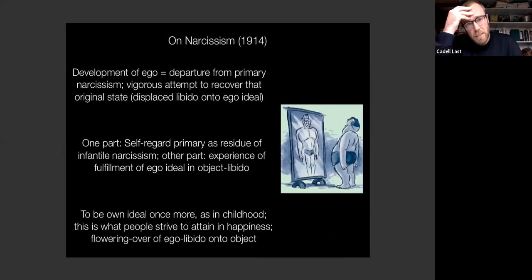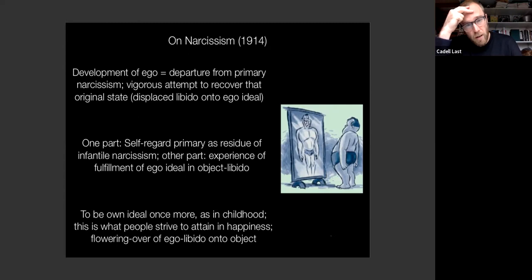He then goes into the development of the ego itself, and he says that in the development of the ego, you have a departure from primary narcissism, and at the same time, a vigorous attempt to recover that original state, or the displaced libido onto the ego ideal. In my own thinking about my own development, I would say that my development as an academic was a departure from primary narcissism, and simultaneously, a radical split inside myself with the ego ideal, where I was trying to recover the original state. I'm just trying to give an example of how one might experience this in their professional development.